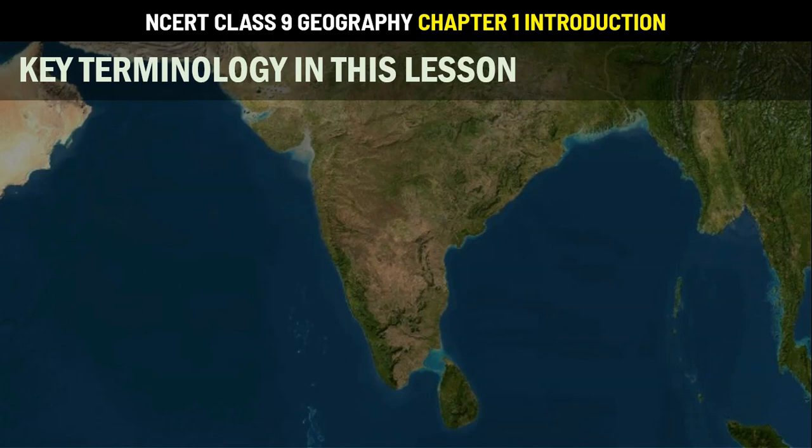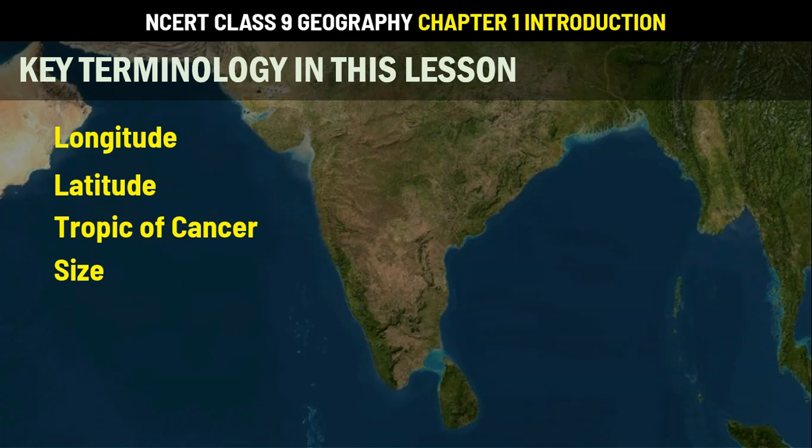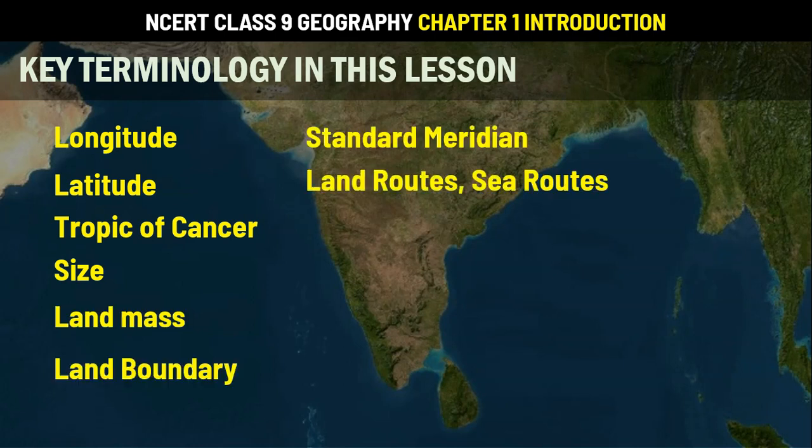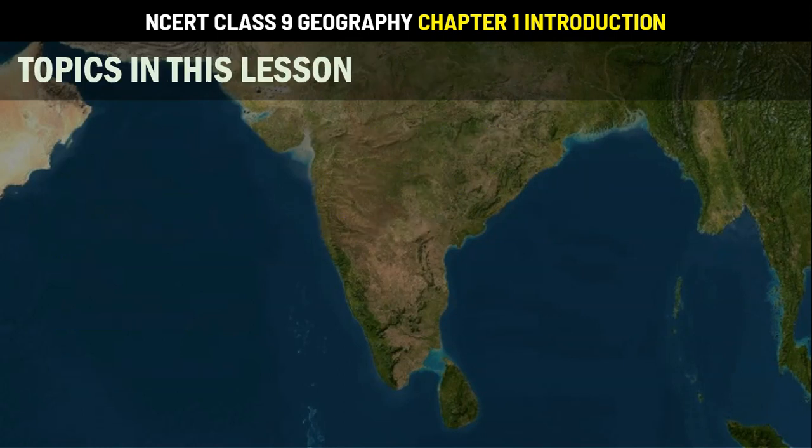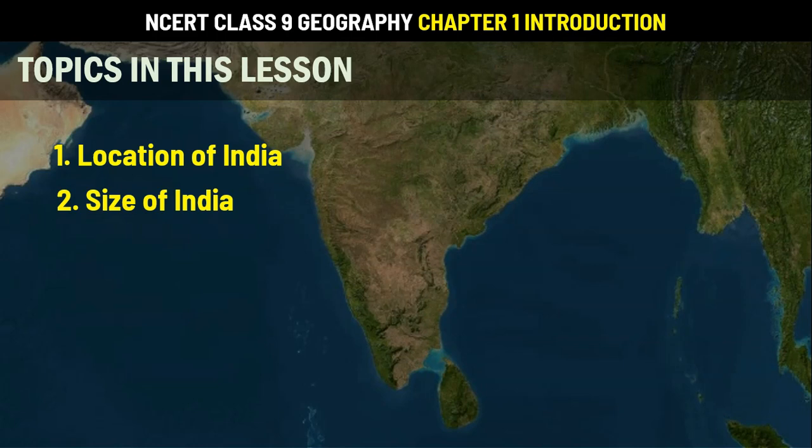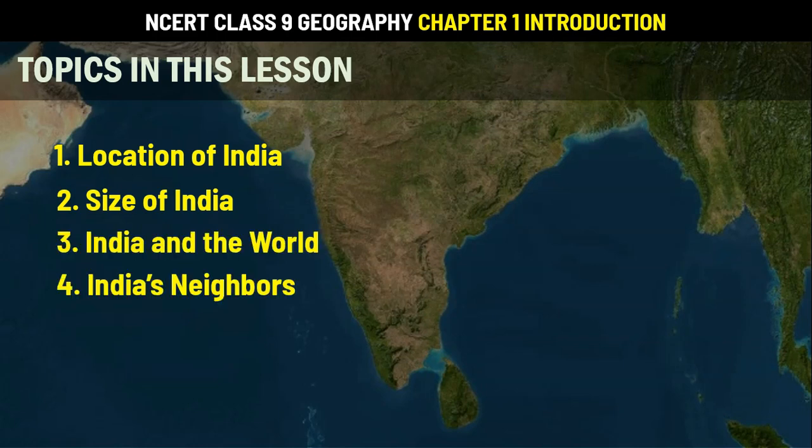The key terminology in this lesson: longitude, latitude, Tropic of Cancer, size, landmass, land boundary, standard meridian, land routes, sea routes, and neighboring countries. The topics in this lesson: 1. Location of India, 2. Size of India, 3. India and the world, 4. India's neighbors. So in this part 1 video, we're only going to be discussing location and size.